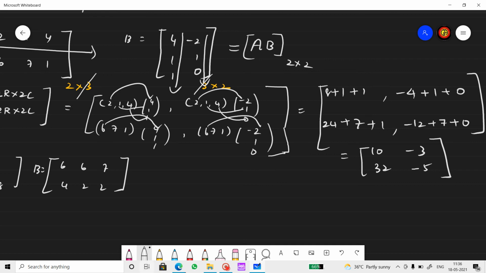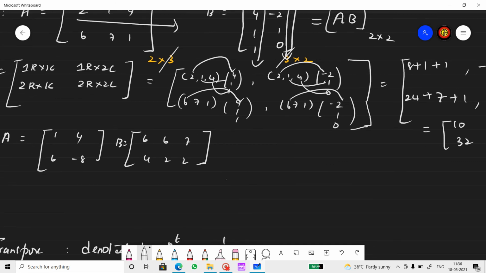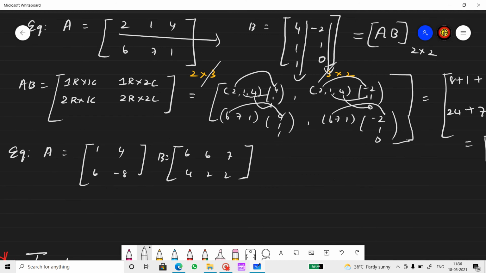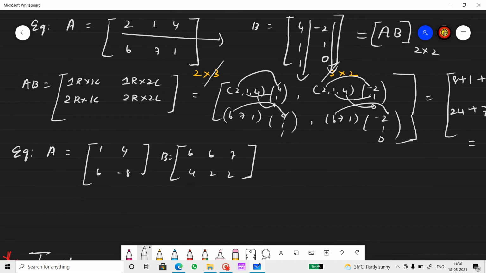Okay. So this is how we multiply two matrices. First step, check whether the number of columns of the first is equal to the number of rows of the second. And if it's so, cancel it. The answer matrix must be of order 2 by 2. Now, to multiply, it is first row versus all columns, then second row versus all columns. So first row into first column, first row into second column, second row into first column, second row into second column. And I perform the multiplication.